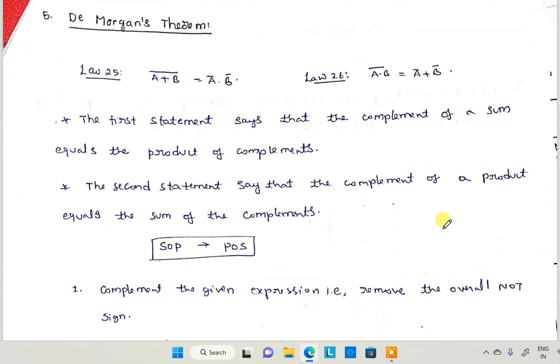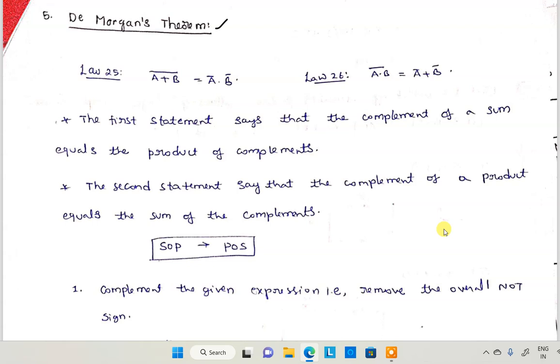Next, I'm going to give some of the important theorem, De Morgan's theorem. With the help of this theorem, we can simplify many circuits. Okay. So these laws are very useful throughout our digital electronics discussion in KVS TGT examination. So let us discuss that.